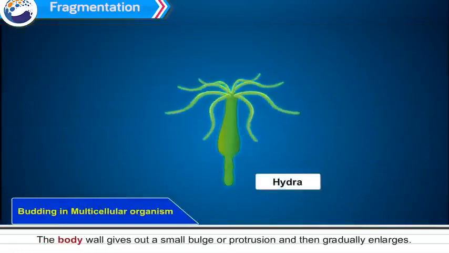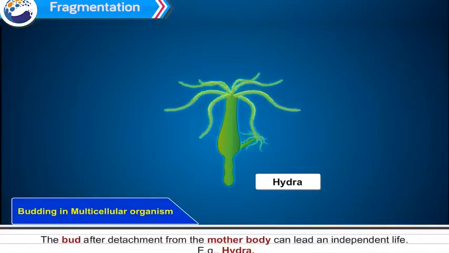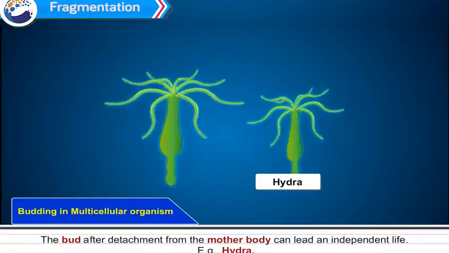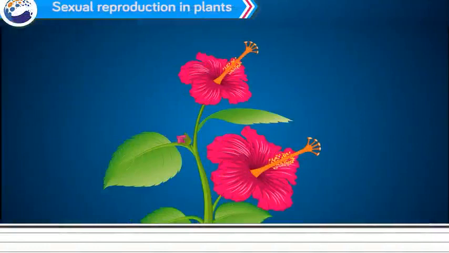Budding in multicellular organism. The body wall gives out a small bulge or protrusion and then gradually enlarges. The bud after detachment from the mother body can lead an independent life. Example, hydra.